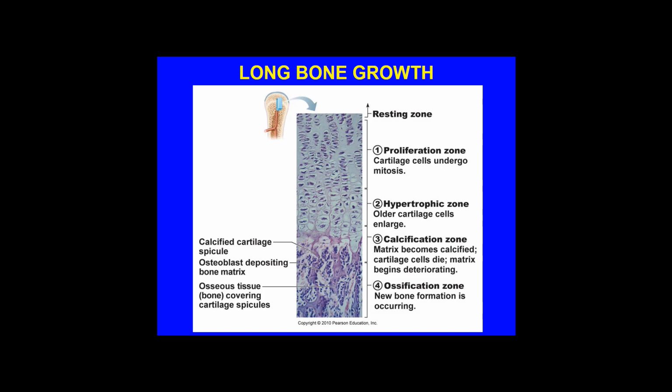Okay, that is in the area around the epiphyseal plates. Okay, the calcified cartilage spicules, they're going to be eroded by osteoclasts. And what you have is the structure being replaced by osteoblasts and bone matrix, okay?